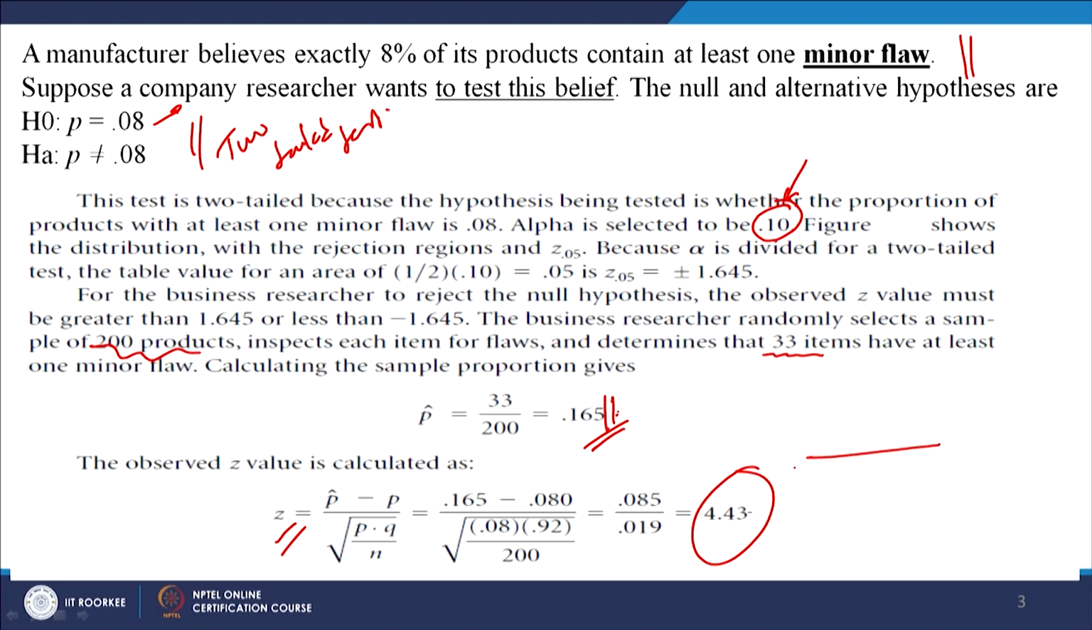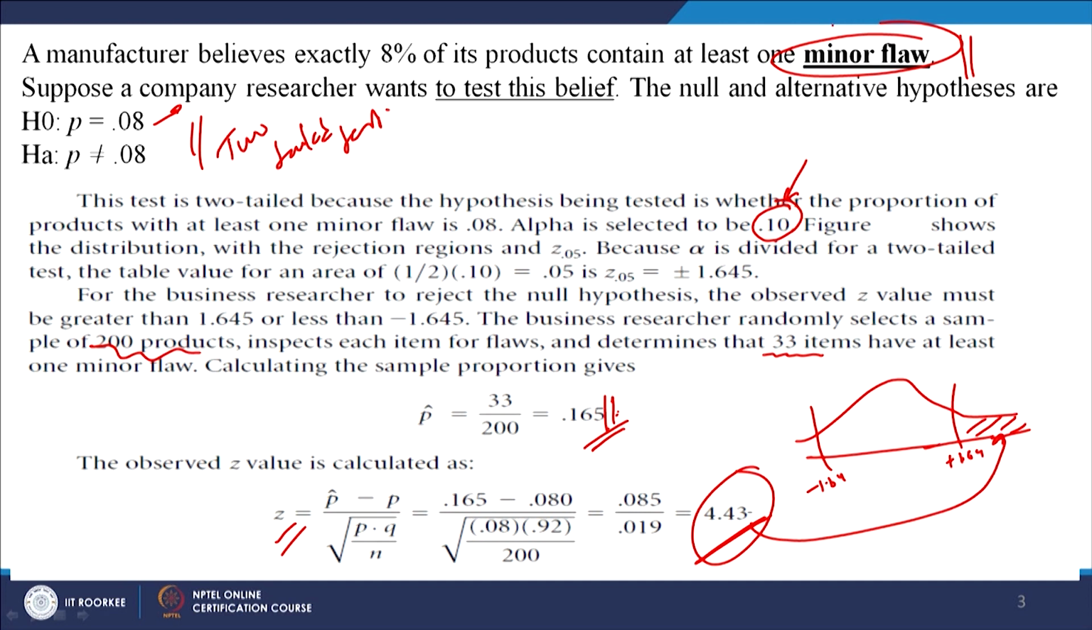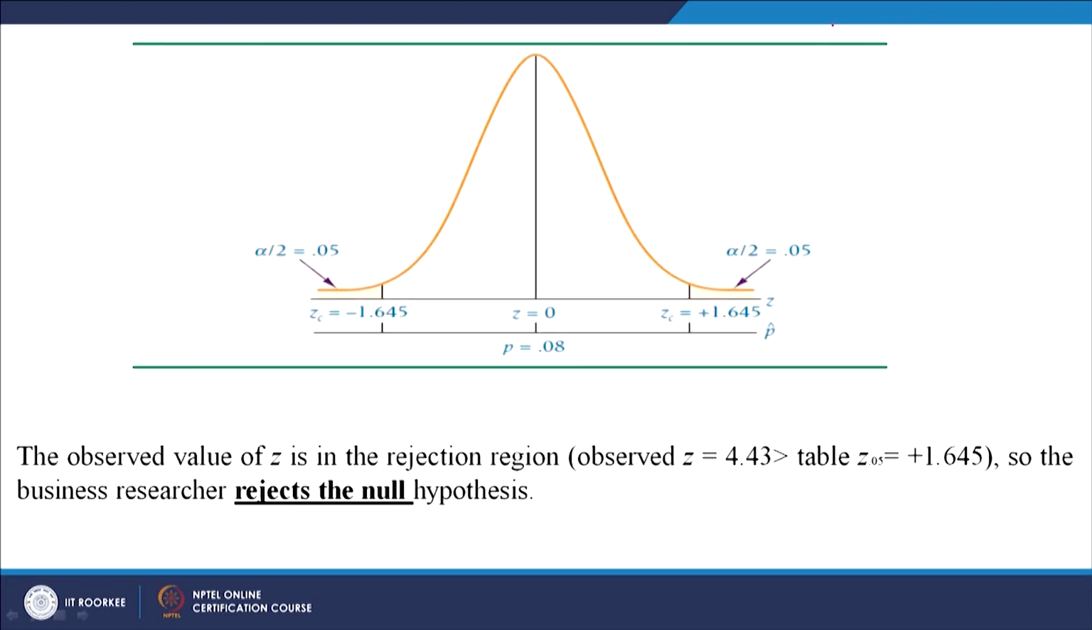If you look at this, the z calculated is here, in the rejection region, beyond minus 1.64 and plus 1.64. It means we are rejecting the null hypothesis, and we will say that the 8% figure for products with minor flaws is not correct. Now, this is what we have done earlier, but the same example can be solved using the goodness of fit test.